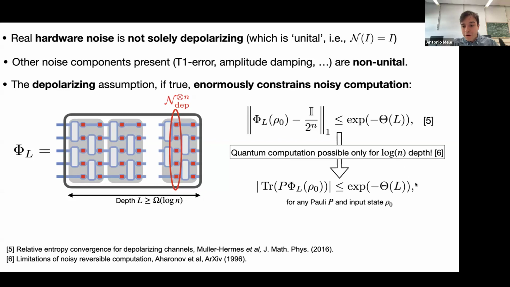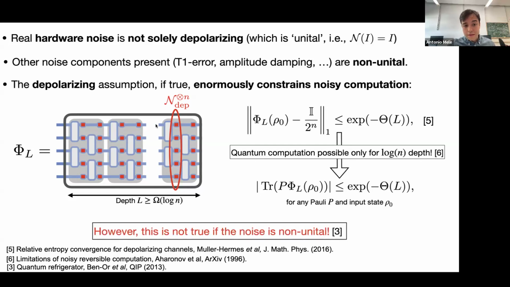And in particular, for Pauli expectation values, this implies that any expectation value converges exponentially quickly to 0. So if you want to estimate a Pauli expectation value with constant accuracy and inverse polynomial precision, for a linear depth circuit with depolarizing noise, it suffices to output 0, for any Pauli expectation value. And Pauli expectation values are the focus of our work.